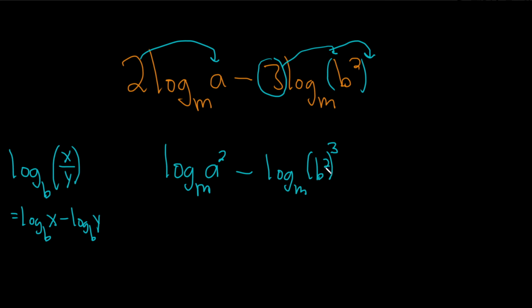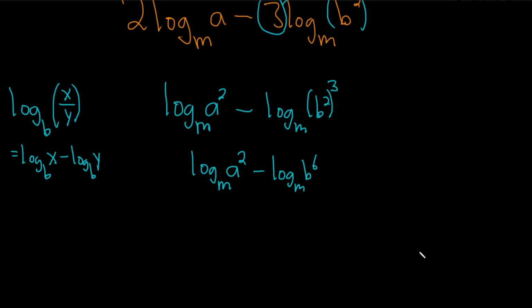Let's go ahead and deal with this. Properties of exponents say that we basically just multiply the 3 and the 2. So let's just rewrite all of this one more time and make that step. So this is log base m of a squared minus log base m of b to the 6.